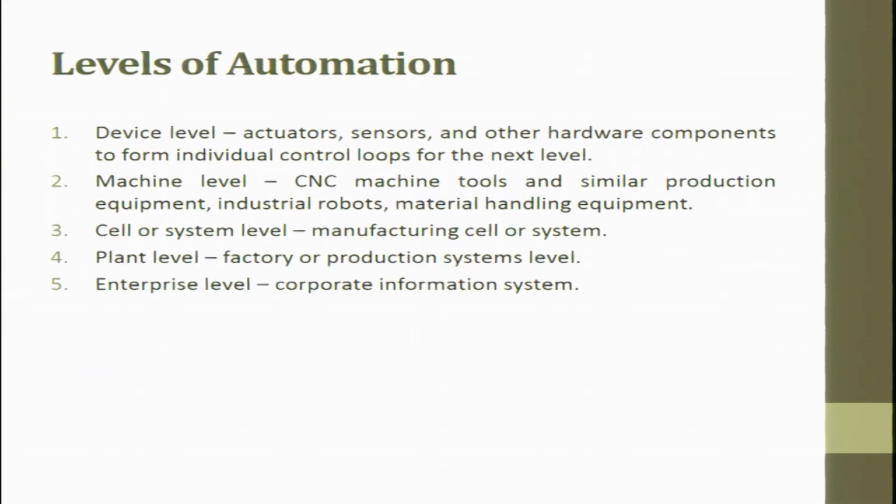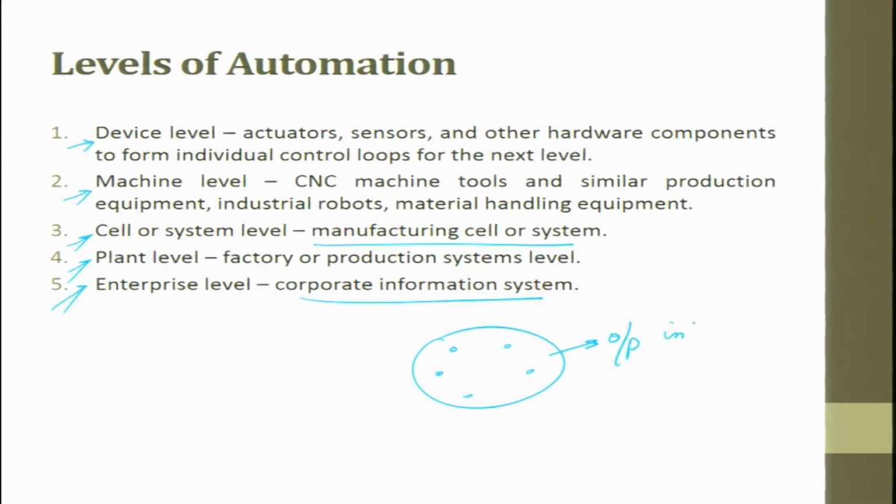The levels of automation. There are 5 levels of automation. Automation can happen at the device level, the machine level, the cell level, the plant level, and the enterprise level. These are the 5 levels. Enterprise level is the highest level, where corporate information is used. At the plant level, the factory and production systems are used. The cell level is the manufacturing cell. So, what is a cell? A cell is a closed area in which we have dissimilar machines which can cater to the need of producing outputs in a range.